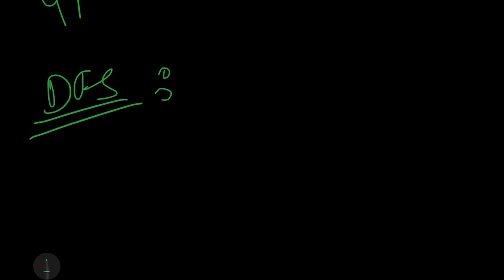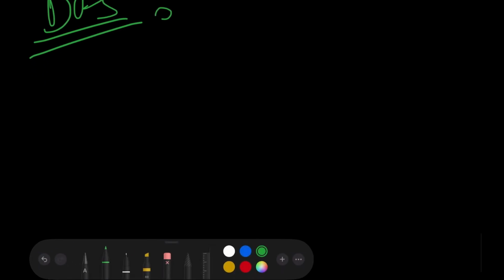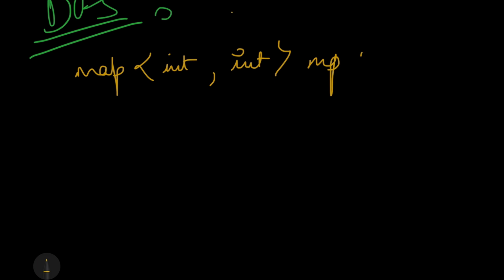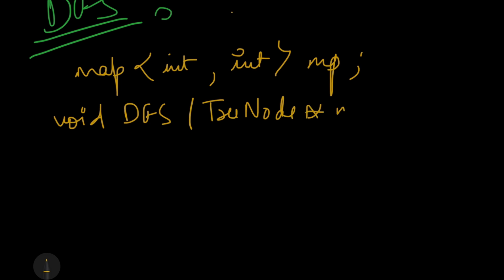Now let's see our DFS code as well. Let me change the color of the pen. So we'll solve this using a map data structure. We'll define it as int comma int. First would be the level and second would contain the sum. And we'll define a method which is void dfs, and we'll pass the tree node root and the current level.